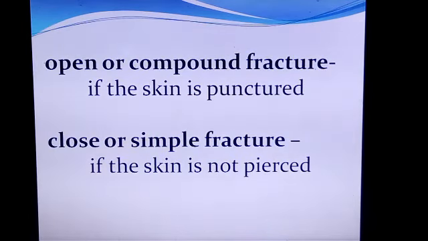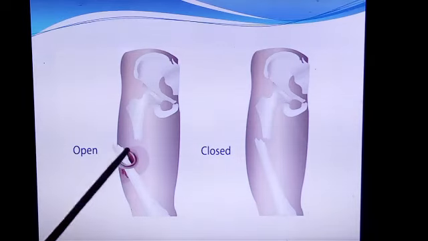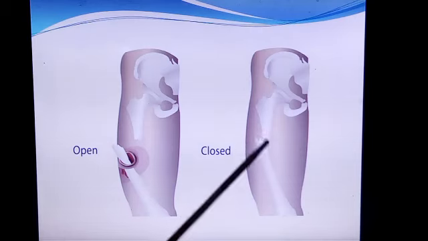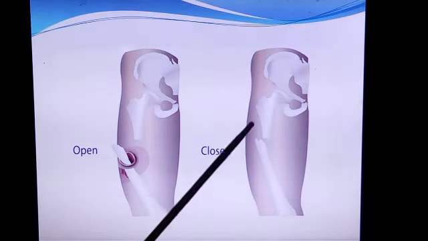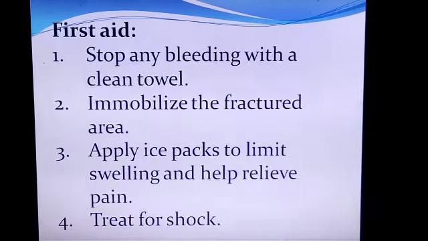Either way, the important thing to remember when a fracture is suspected is not to move the victim unless not doing so will expose him or her to further injury. This is the open or compound fracture. As you can see, the skin is punctured, while in the closed or simple fracture, the skin is not punctured or pierced. So what is the first aid to do if someone has a fracture?